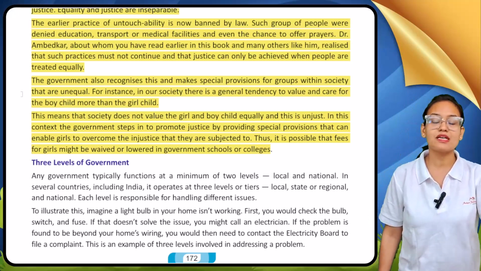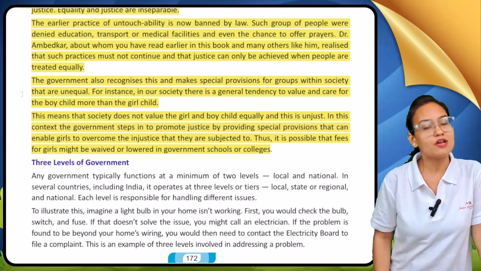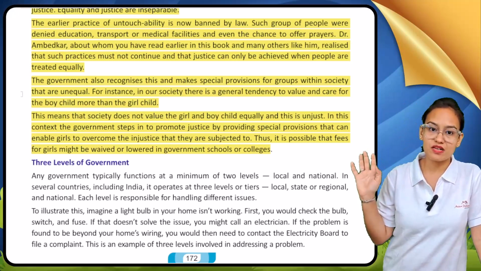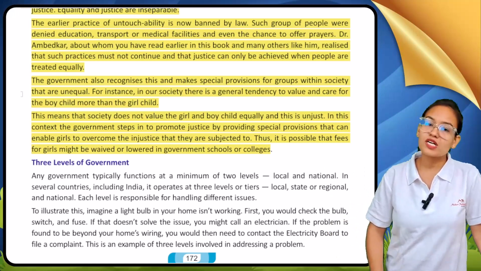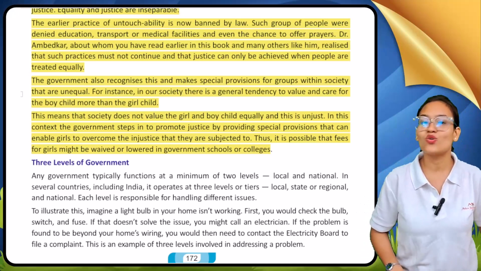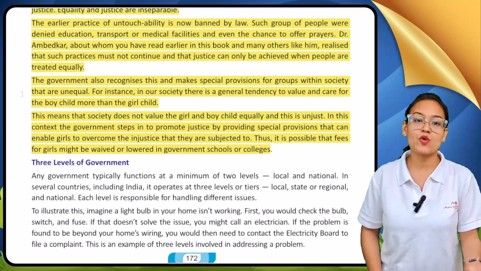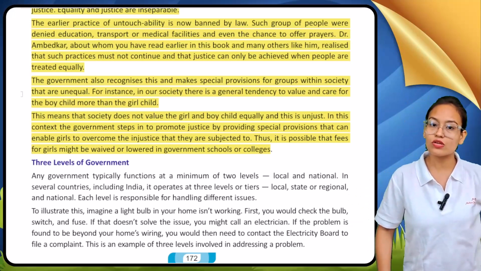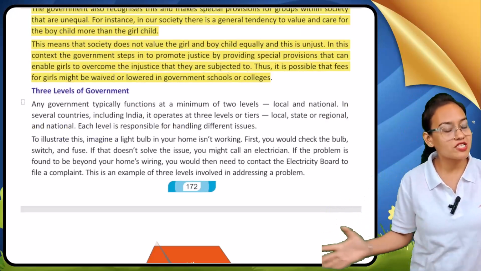The first example is the government started decreasing the fees for the girl child, because my dear students, sometimes the family is financially stable, or maybe sometimes the family is financially unstable. So in both conditions, those families prefer to educate their boy child, not their girl child. So if fees are low, then maybe the parents of those girls can also send their girl child to school. Now many government schools and colleges are also established.